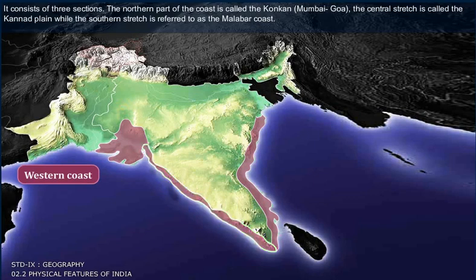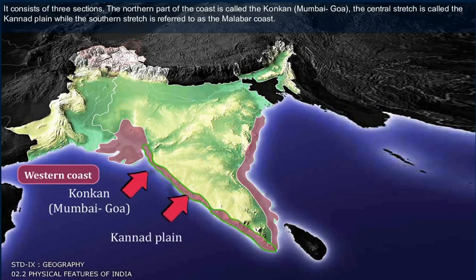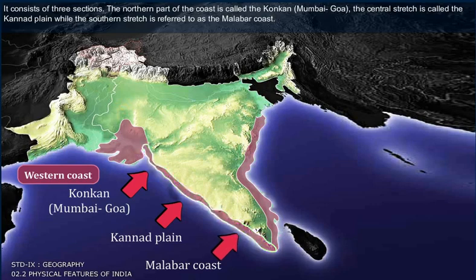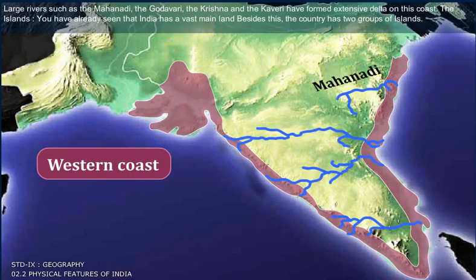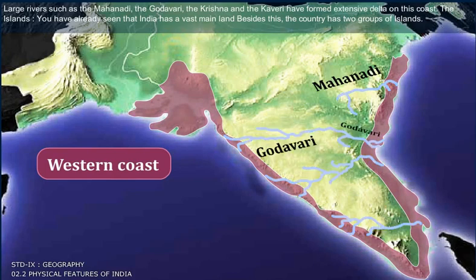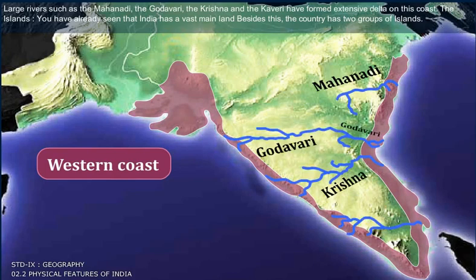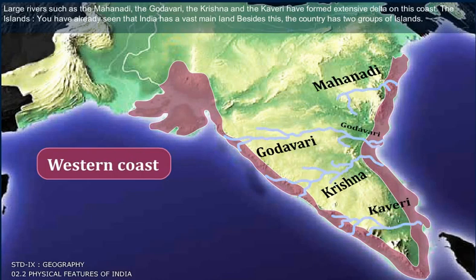The northern part of the coast is called the Konkan, Mumbai to Goa. The central stretch is called the Kannad Plain, while the southern stretch is referred to as the Malabar coast. Large rivers such as the Mahanadi, the Godavari, the Krishna and the Kaveri have formed extensive deltas on this coast.